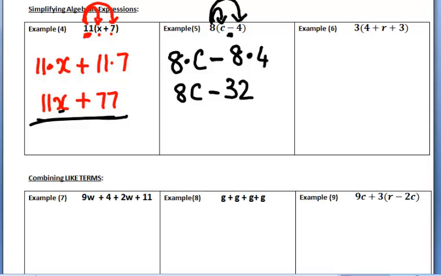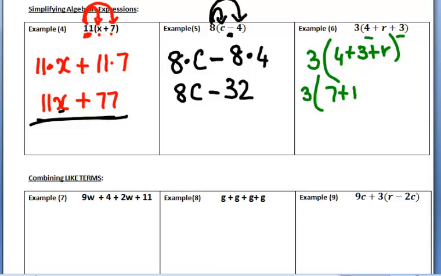Now, there are a couple of ways to do this, and I'm going to show you one of the ways right now, which is I like to combine or put together the terms inside the parentheses before I distribute. Now, I see that 4 and 3 are inside the parentheses, and since they are like terms, I'm going to use my commutative property. Remember the commutative property where you could move numbers around? So I'm going to do 4 plus 3 plus r, and then rewrite it as 3 times 7 plus r.